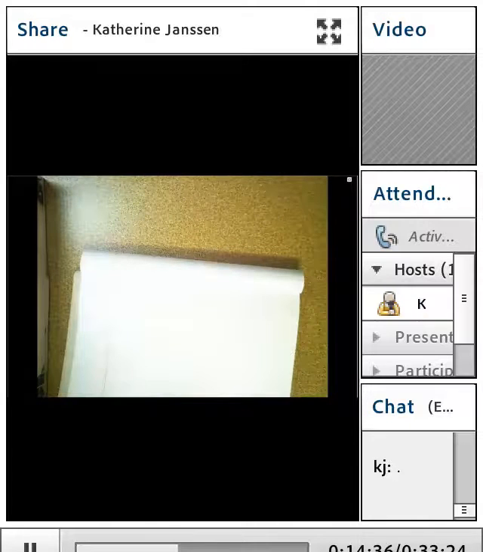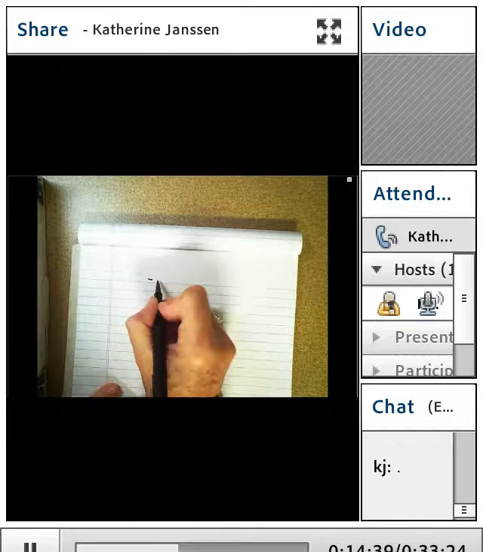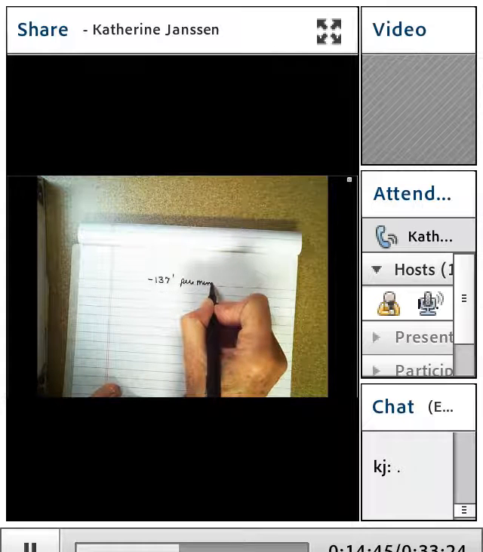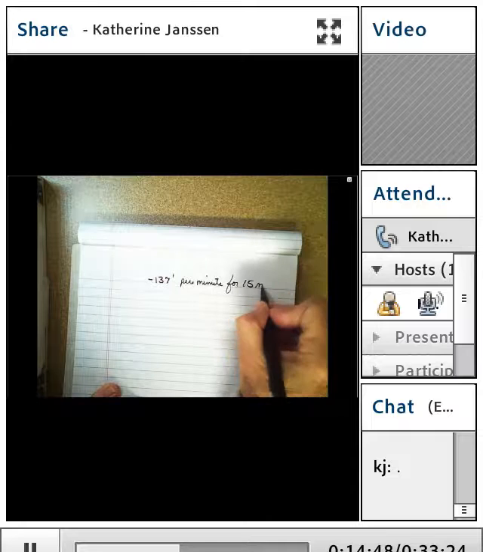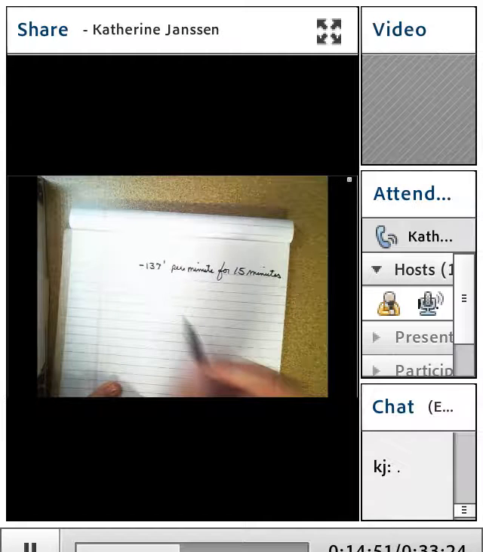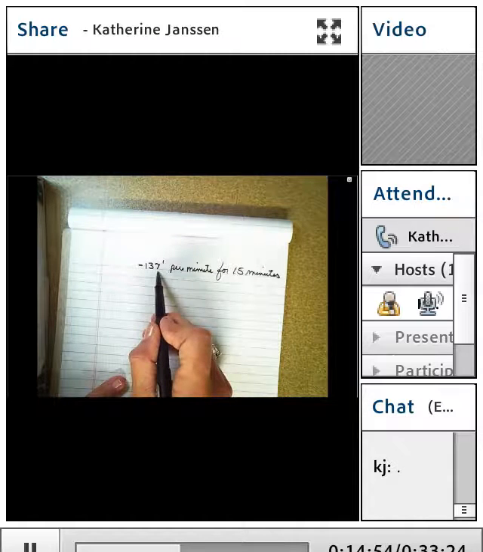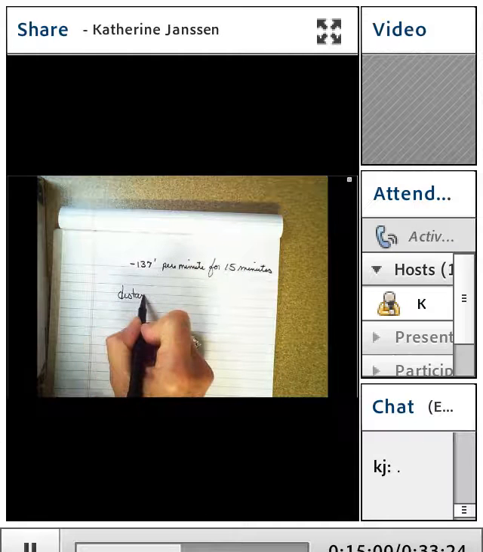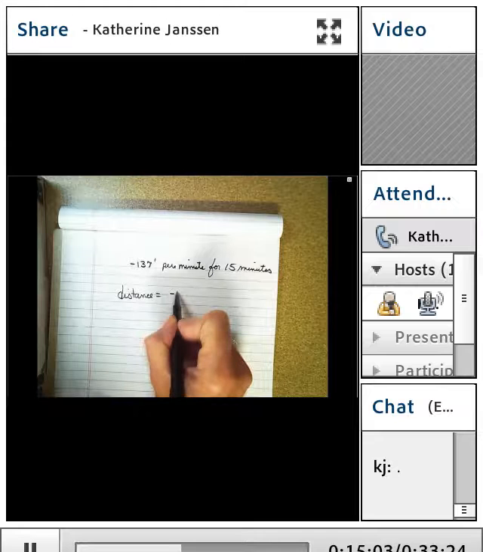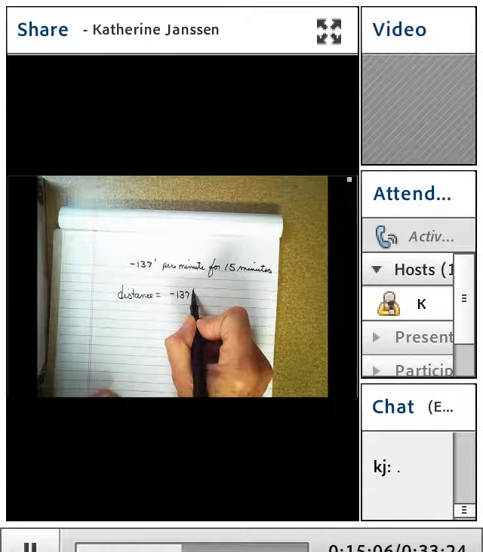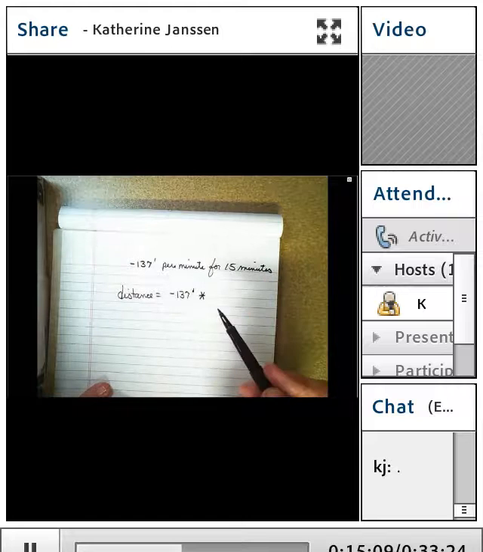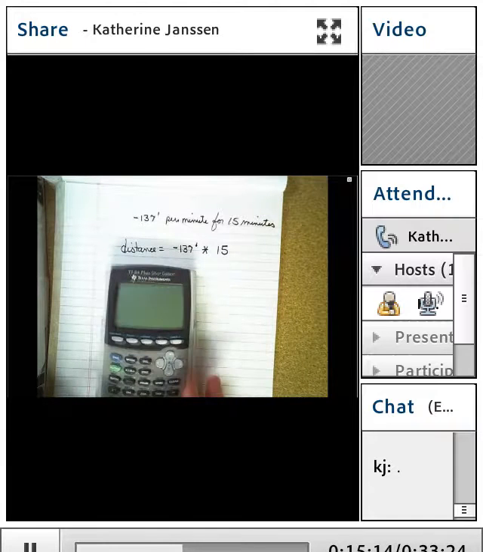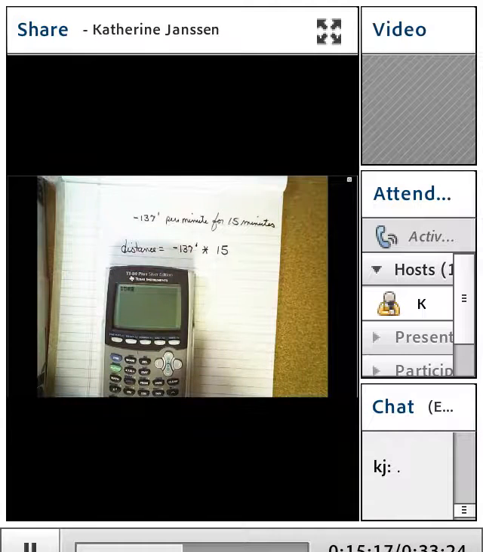So we were going down 137 feet per minute for 15 minutes to reach them. Each minute we went down 137 feet, and we went down that far for 15 minutes. So the distance is equal to a negative 137 feet per minute for 15 minutes. 15 times a negative 137 is a negative 2,055 feet.